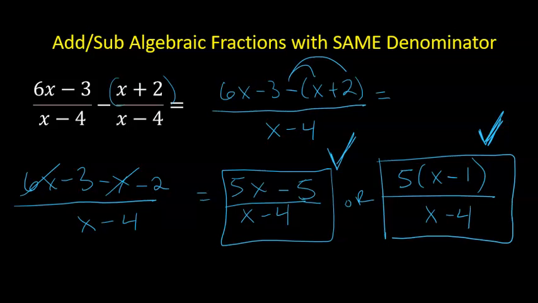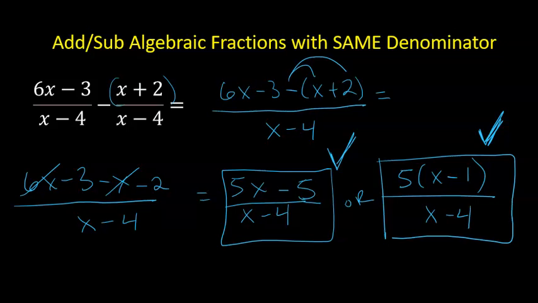So when you are adding or subtracting algebraic fractions, and they're the same bottom number, I'm talking exactly the same, like they're twins, right? All you do is just work on the top part, because the bottom part is understood. That work has already been done.